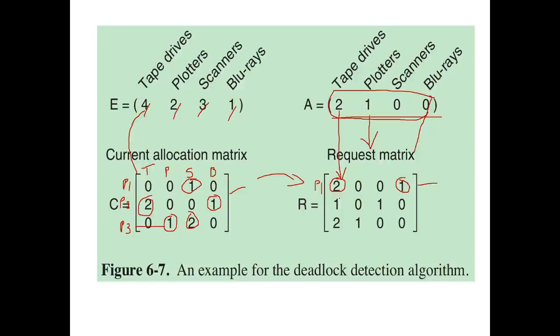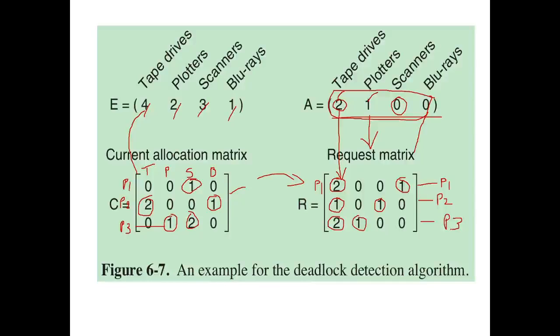And then process P2 is demanding 1 tape drive and 1 scanner. So how many tape drives are available? 2 tape drives are available, but there are no scanners. So even P2, you cannot fulfill the current demand. And what about process P3? Process P3 is demanding 2 tape drives and 1 plotter. And you check here, 2 tape drives are available and 1 plotter is available. Yes, you can fulfill the demand of process P3. So in this new request matrix, you cannot fulfill the demand of process P1 or P2, but you can fulfill the demand of process P3.